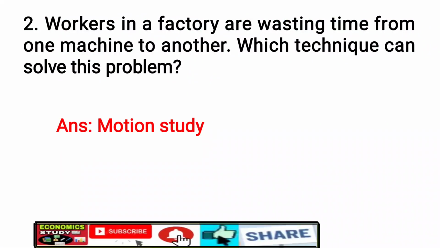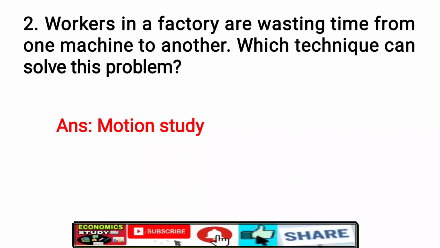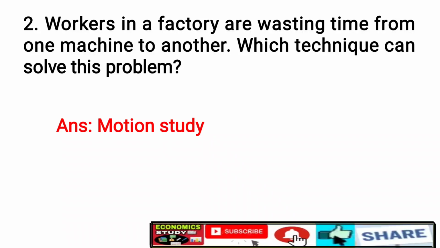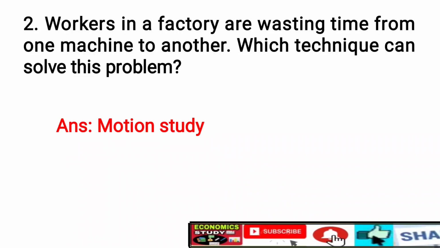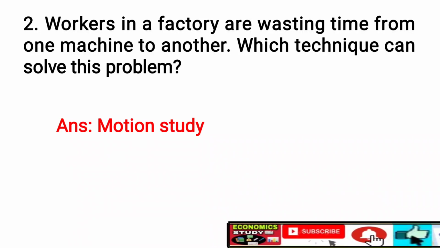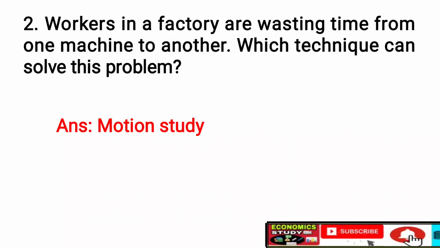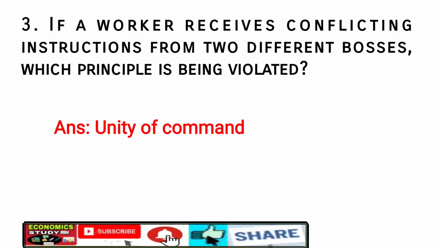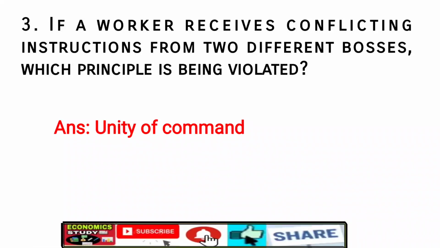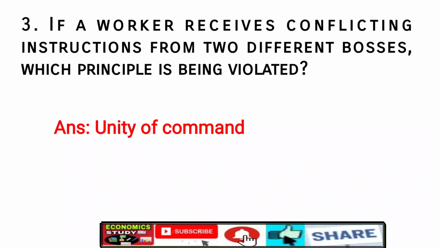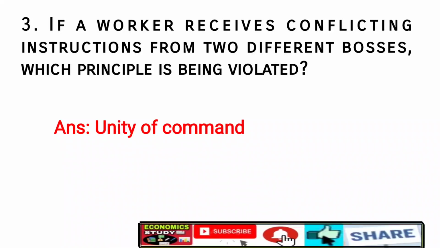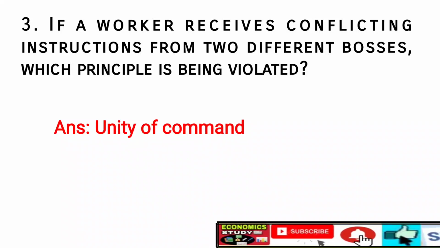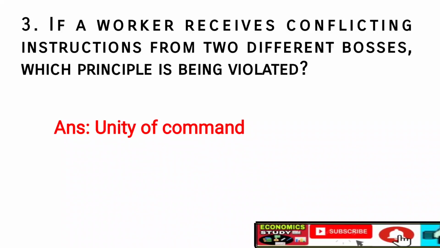Next question, question number 2. Workers in a factory are wasting time moving from one machine to another. Which technique can solve this problem? Answer is motion study. Next question, question number 3. If a worker receives conflicting instructions from 2 different bosses, which principle is being violated? Right answer is unity of command.